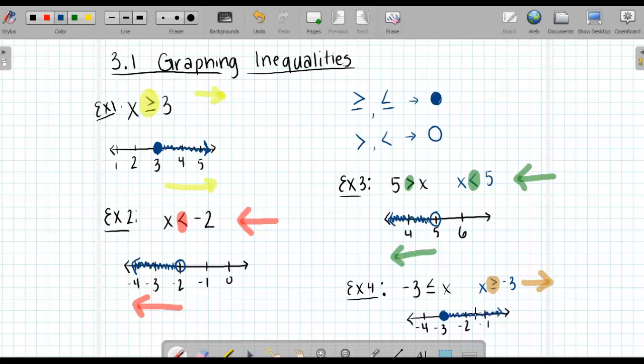And you can always check to see if these values make your statement true. So for example, if I take -2, -3 is less than or equal to -2. That is correct. -3 is less than or equal to -1. Also true. -3 is less than both of those numbers, so I know I've shaded it in the right direction. Okay.